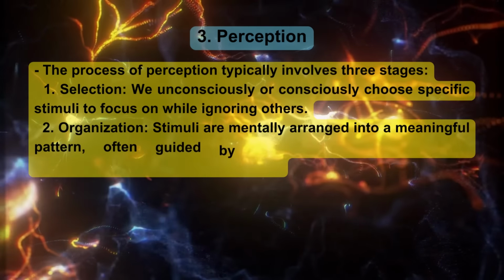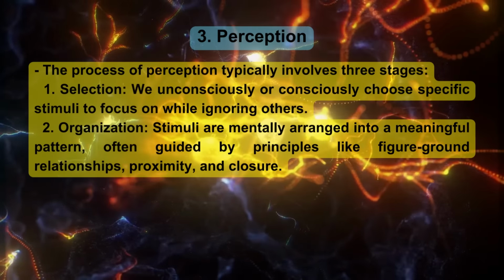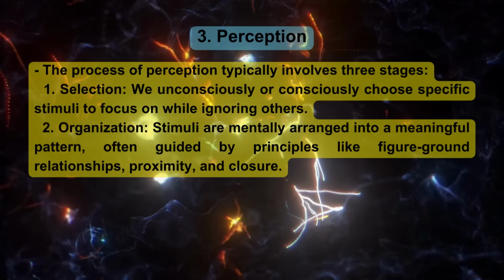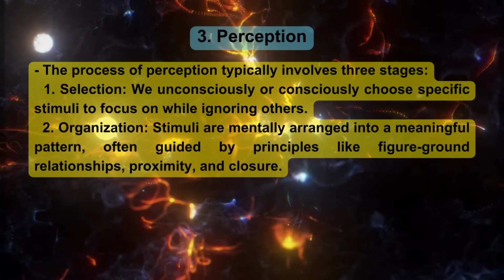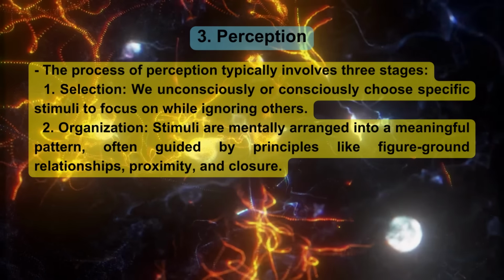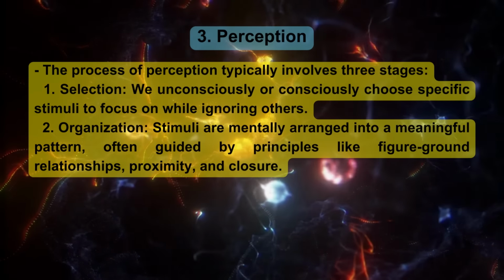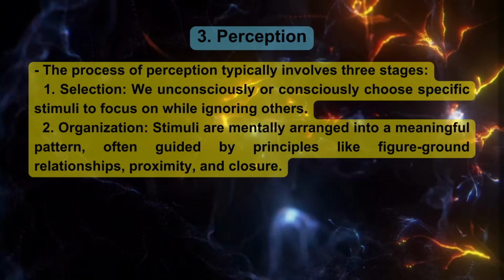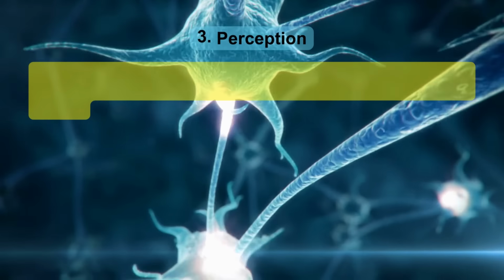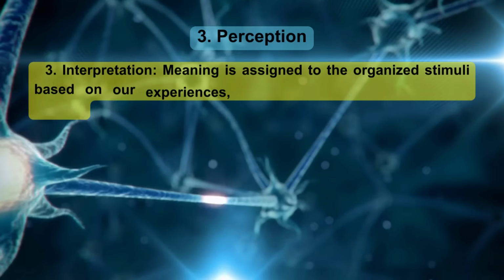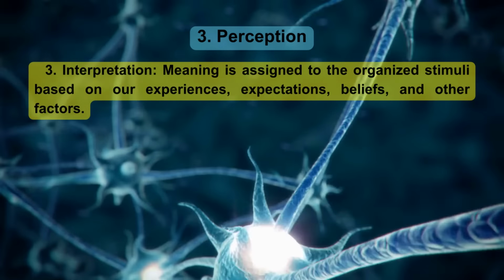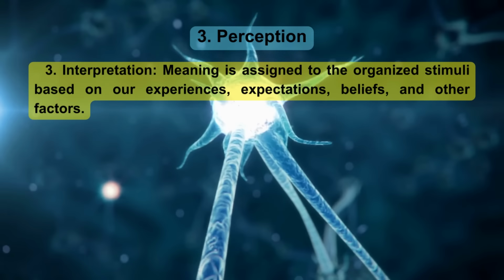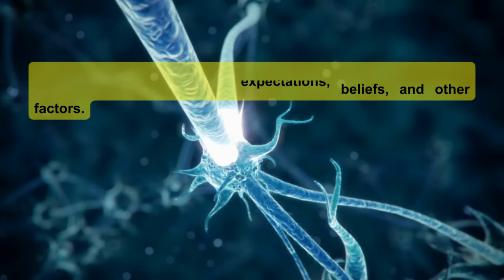1. Selection. We unconsciously or consciously choose specific stimuli to focus on while ignoring others. 2. Organization. Stimuli are mentally arranged into a meaningful pattern, often guided by principles like figure-ground relationships, proximity, and closure. 3. Interpretation. Meaning is assigned to the organized stimuli based on our experiences, expectations, beliefs, and other factors.